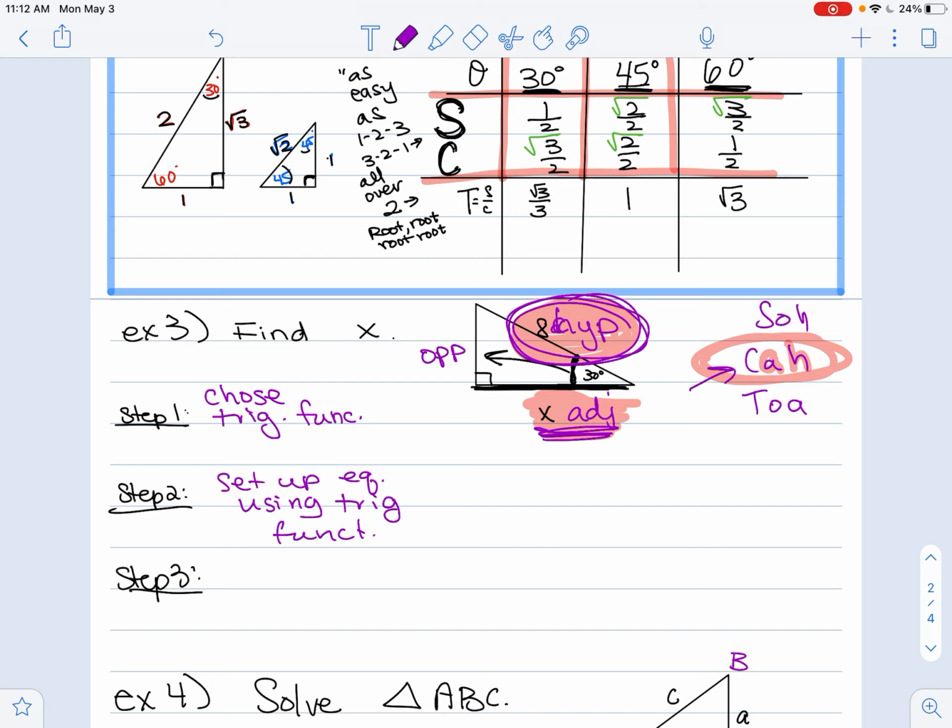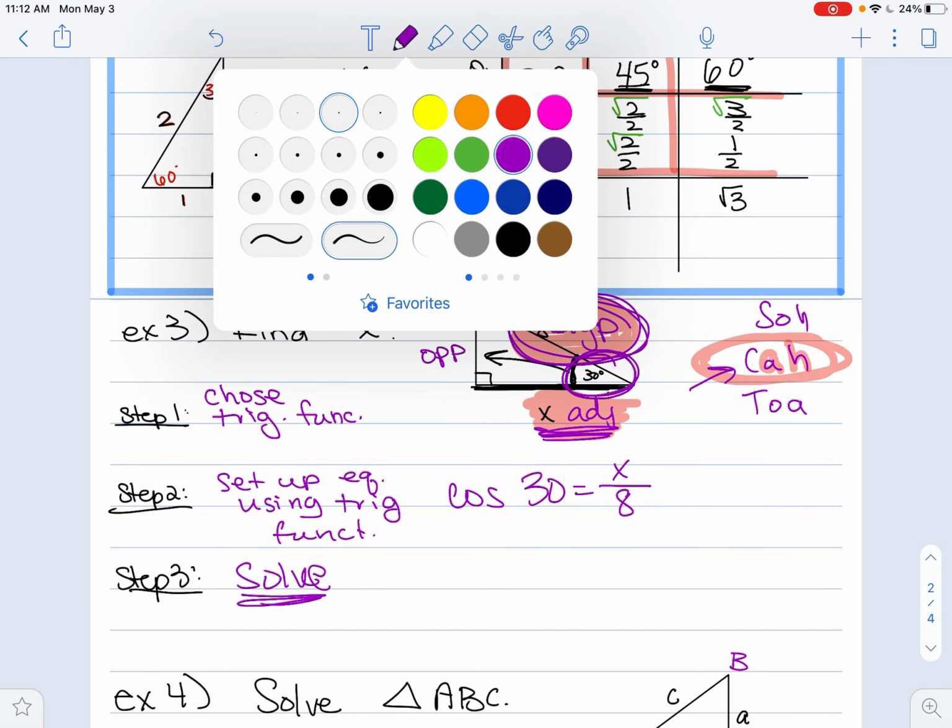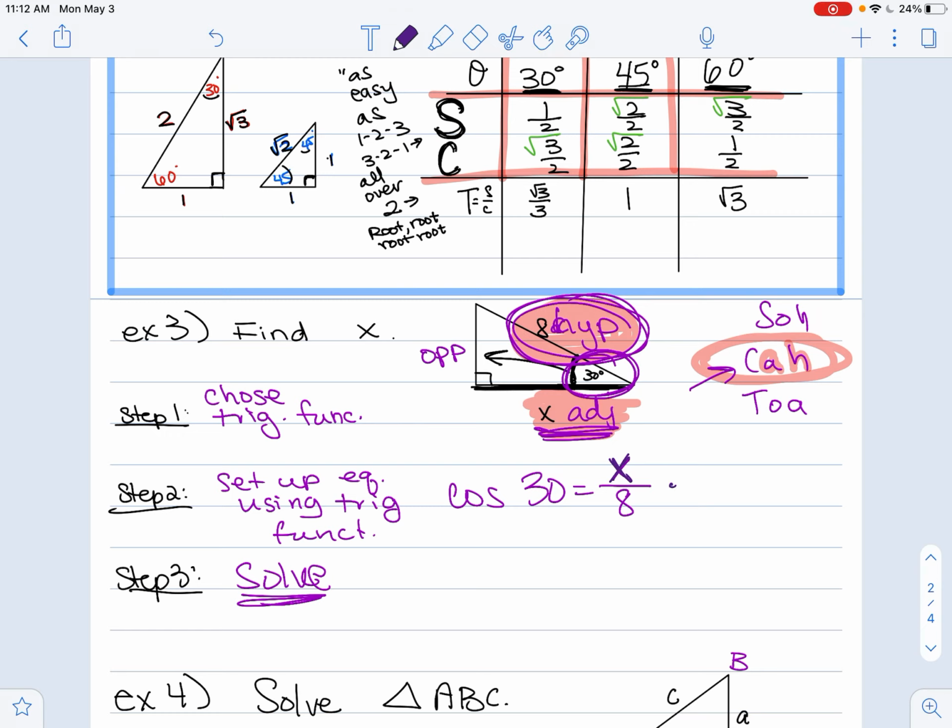So if we're going to use cosine, we say, okay, the cosine of the angle, which was 30, equals the adjacent, which is x, over hypotenuse, which is 8. And then step 3, we're going to just solve. If I'm solving for x, I need to get x by itself. So I'm going to multiply both sides by 8. So I get 8 cosine of 30 equals x.